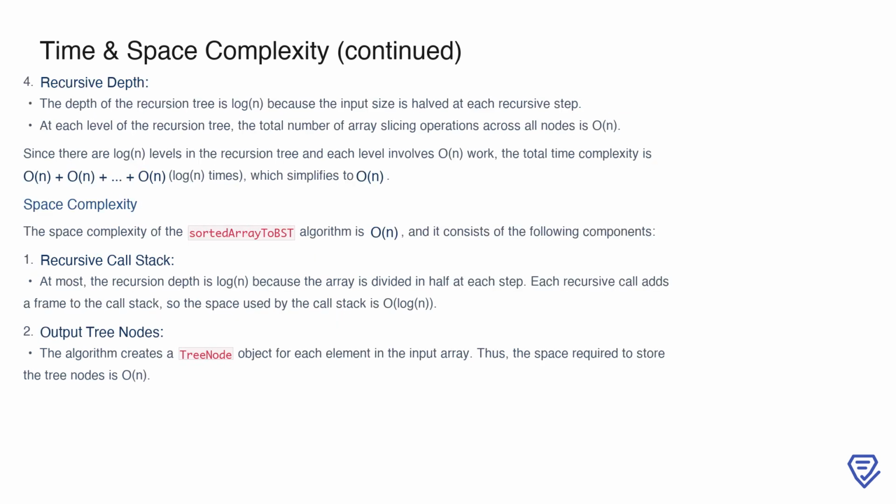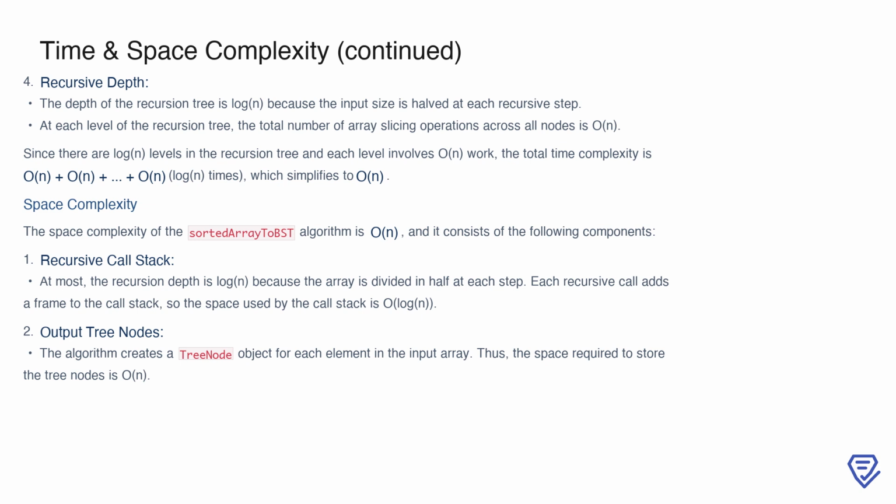The depth of the recursion tree also plays a role in the time complexity. Because the input array is halved at each recursive step, the recursion tree has a depth of log n. At every level of this recursion tree, the total cost of slicing operations across all nodes remains O(n). Combining these factors, we see that there are log n levels, and each level involves O(n) work. When summed up, this results in a total time complexity of O(n) repeated log n times, which simplifies to O(n).